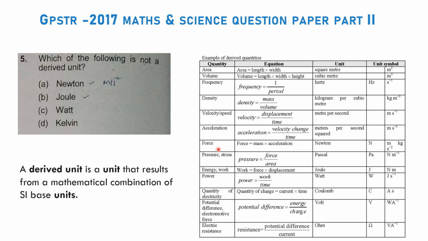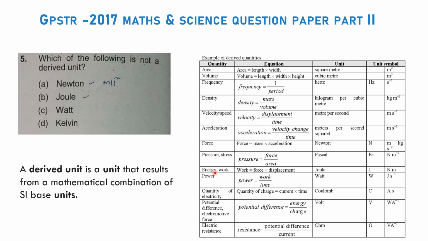Here force is the quantity. What is the equation for force? Force equation is mass into acceleration. What is the base unit for mass? Base unit for mass is kg. For acceleration, meter per second square. When you combine these two base units, then you will get Newton. This Newton we will consider as the SI unit for force.